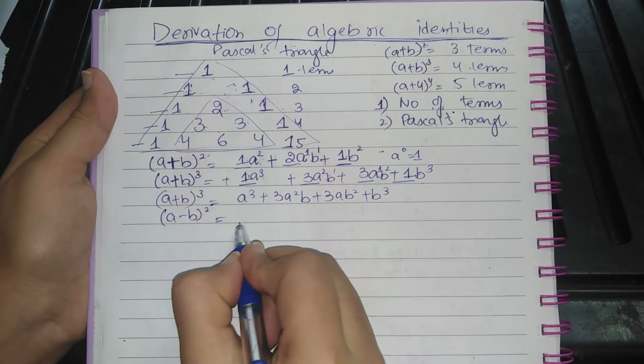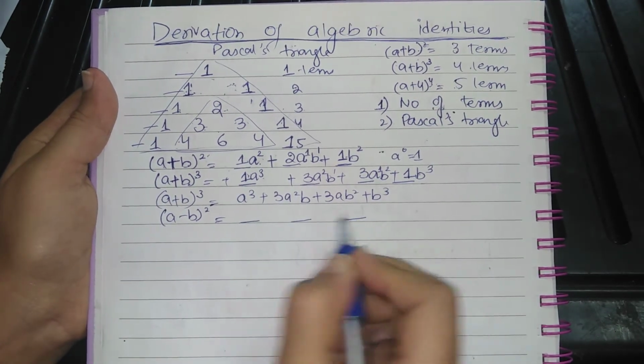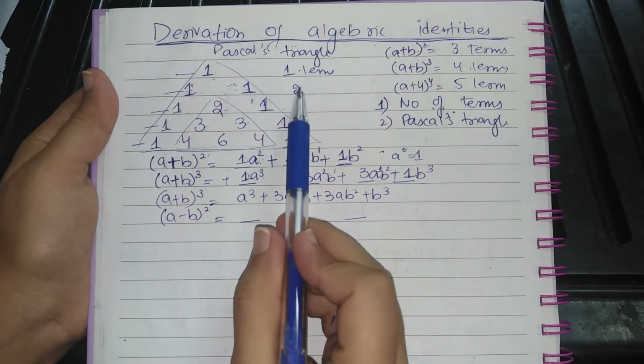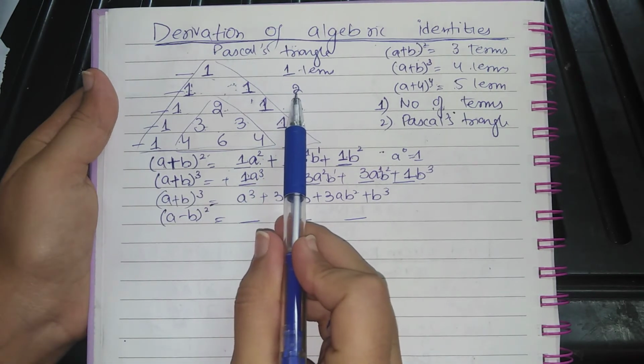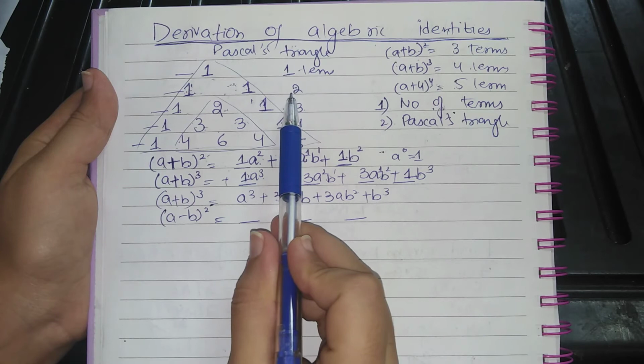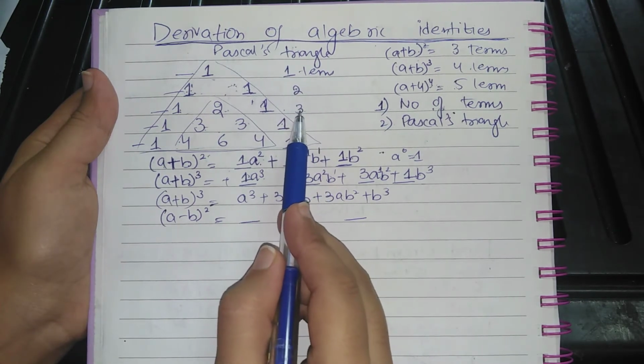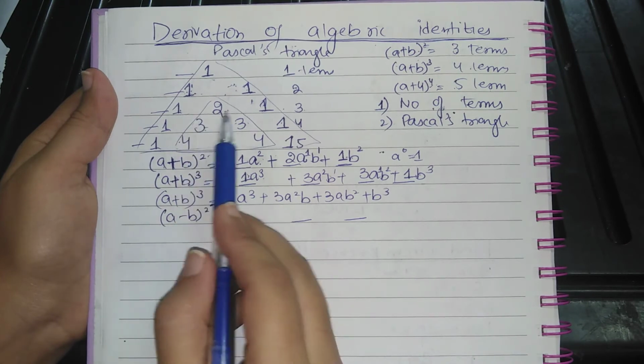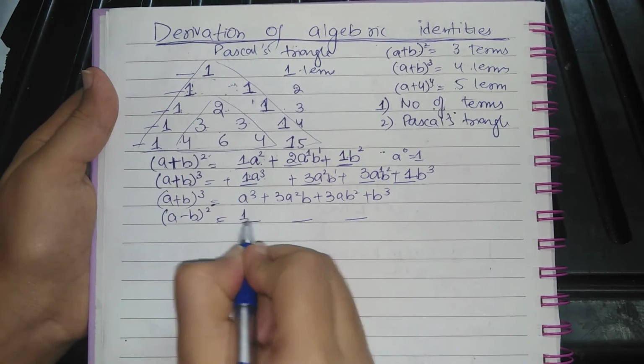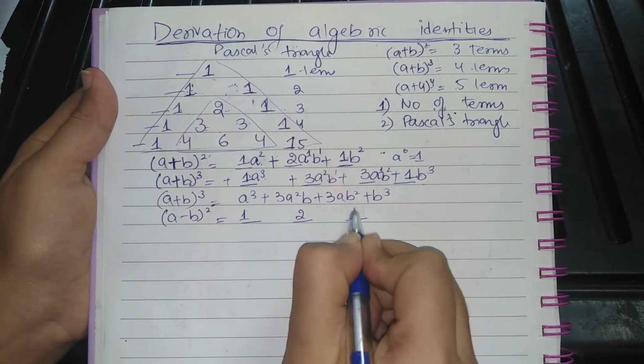1, 2 and 3 are the points to memorize. And check the number of terms in Pascal's triangle: which row has 2 terms, which row has 3 terms? For a plus b whole square, row 3 has 3 terms, 1 2 and 1. These will be the coefficients of these 3 terms.